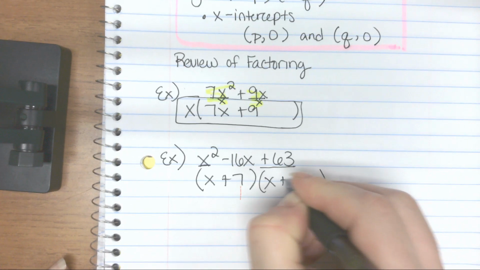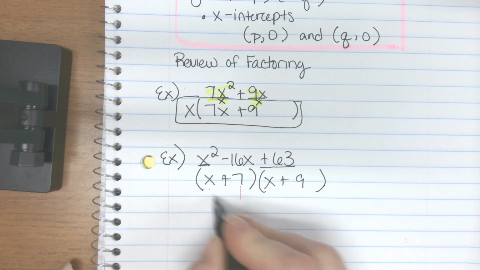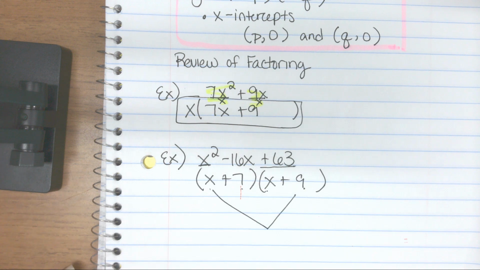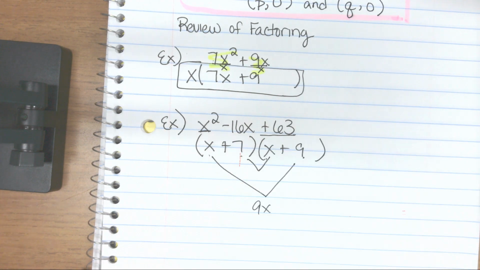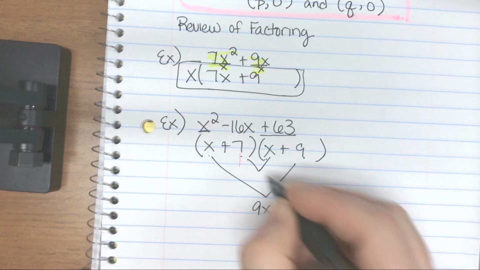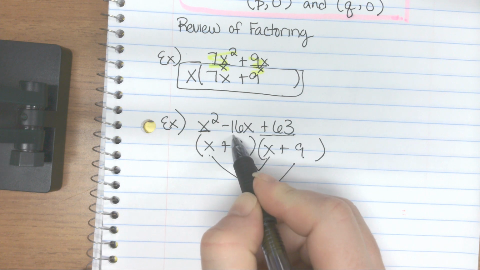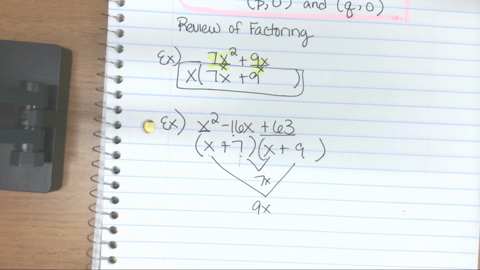Watch what happens. This isn't right, by the way. I'm going to show you how you check. My outsides and insides don't work. What does this give you when you multiply those two? 9x. What does this give you? 7x. 9x plus 7x is positive 16x. But I need it to be negative. What should I do? Make them both negative. Isn't a negative times a negative also a positive?